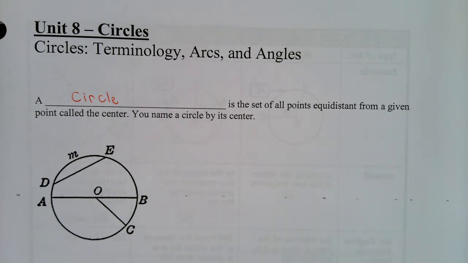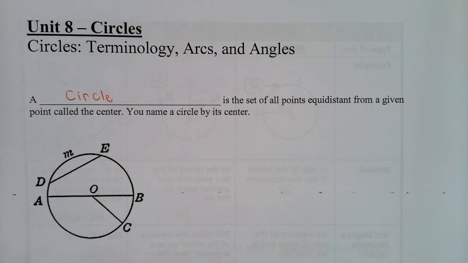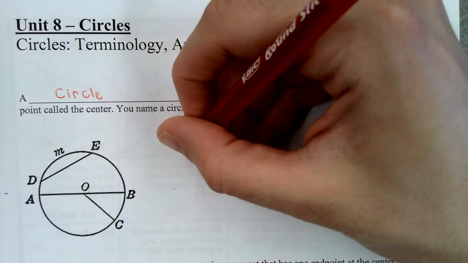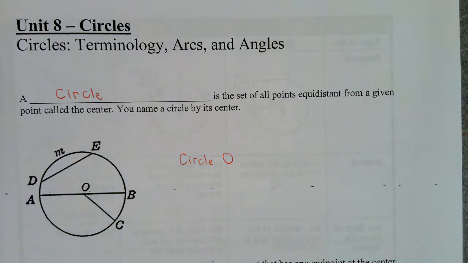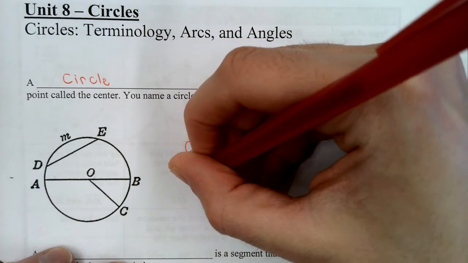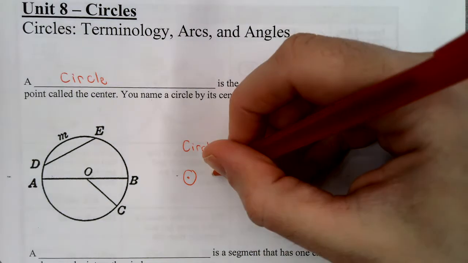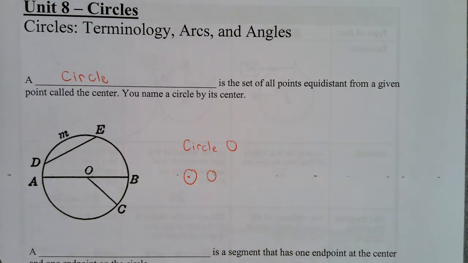And you name a circle by its center. So this circle is called circle O. You can either name it like this, you can say circle O like that, you can actually write out the word circle, or this is the symbol for a circle, and you put the letter of the center, which is O. Those are two ways to write that circle.